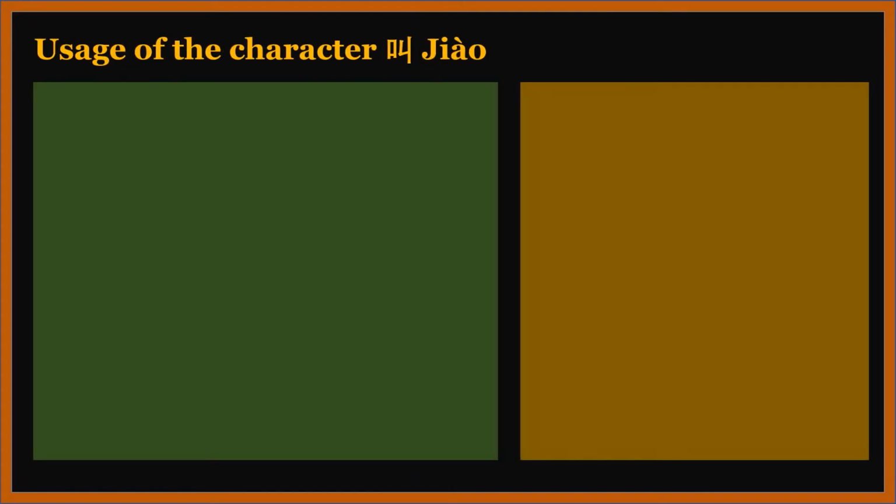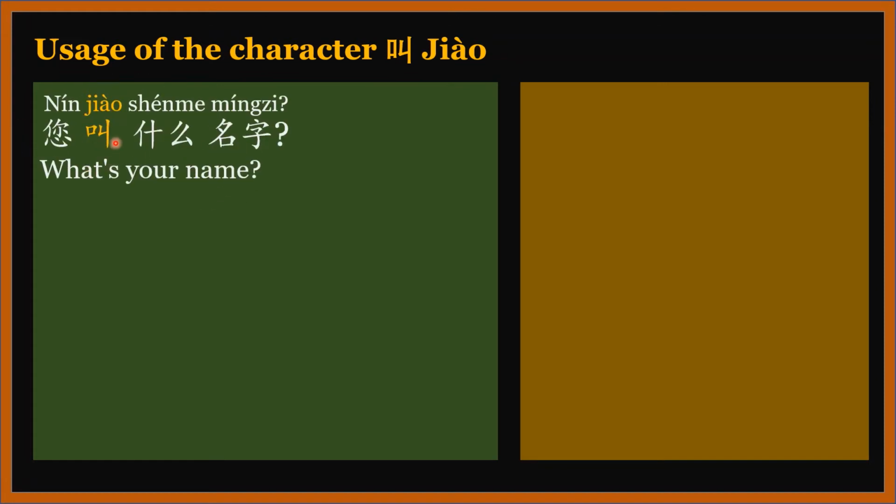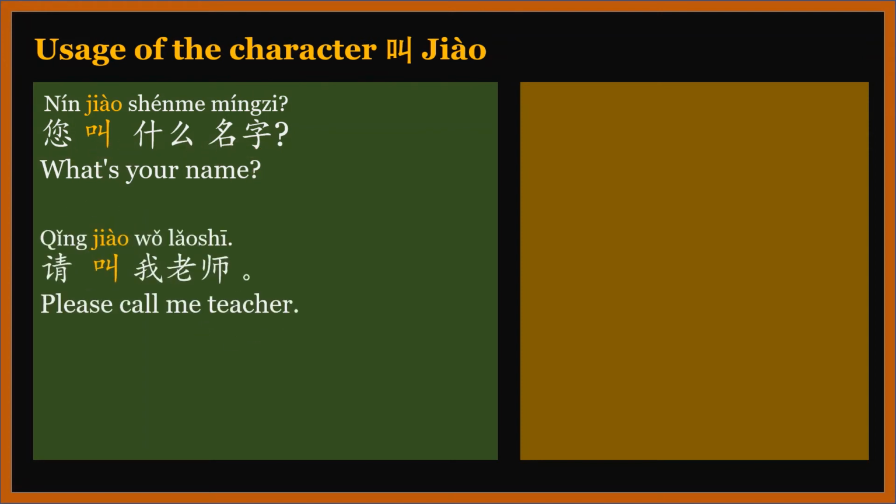Now, I'd like to share with you the usage of this character 叫. For example, 您叫什么名字? 您, you. 叫, to be called as. 什么, what. 名字, name. So you are called what name? Means what's your name? 请叫我老师. 请, please. 叫, to call. 我, me. 老师, teacher. Please call me teacher.